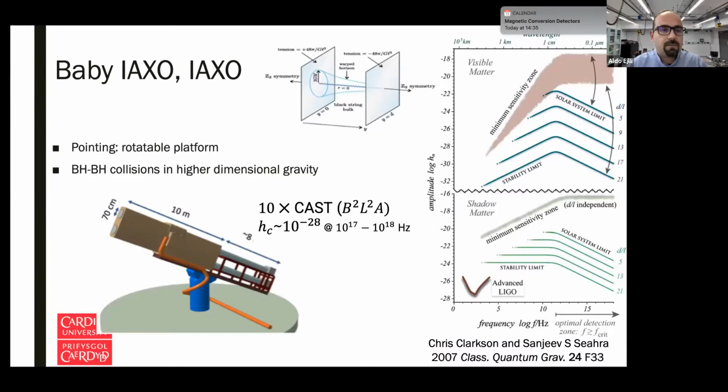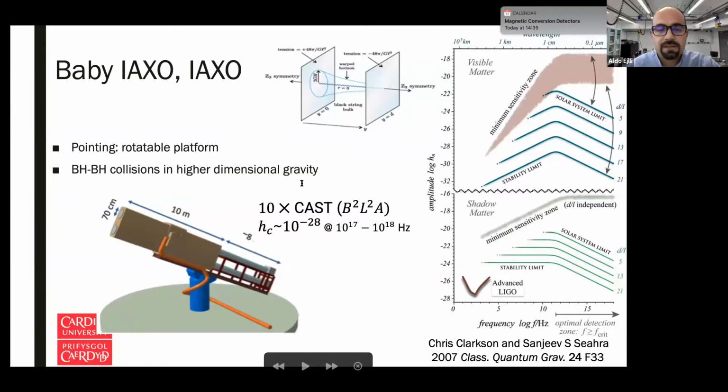Yes. Then I want to talk a little bit about baby IAXO and IAXO, since they have this nice movable platform that can point. They can point towards the sun. Maybe with a little bit of modification, the platform can point somewhere in the sky. And where would be an interesting region to point?